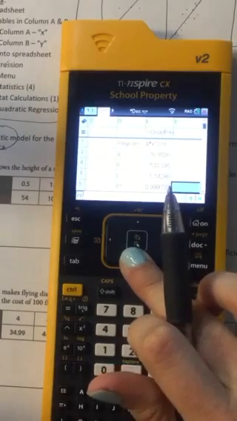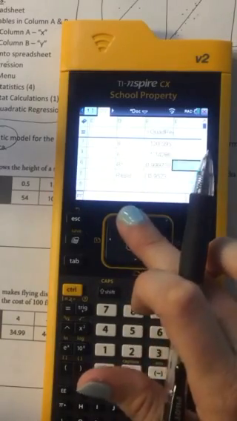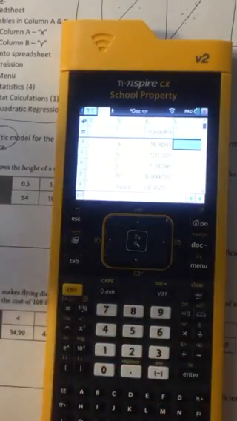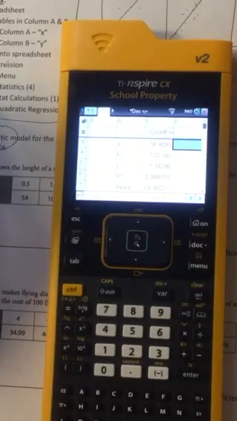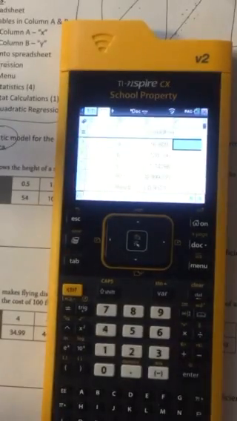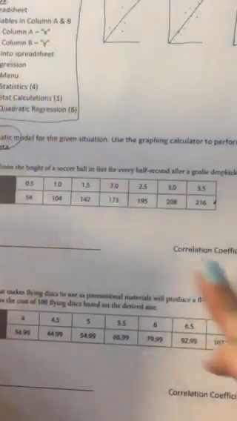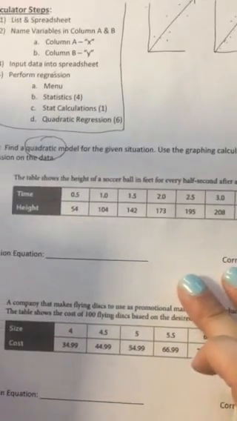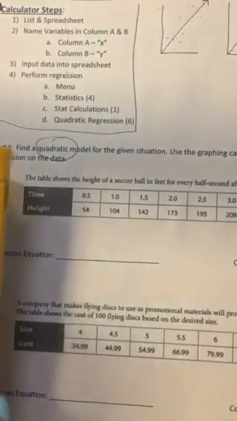Now, the only difference from my previous problems that we've done is we've always looked for our R. We've looked at our R for our linear regression, and we've looked at our R for our exponential regression. Now, what's a little different is this is our quadratic regression.